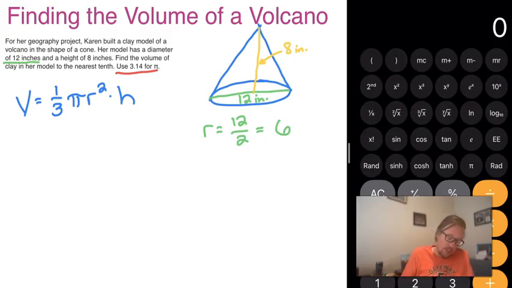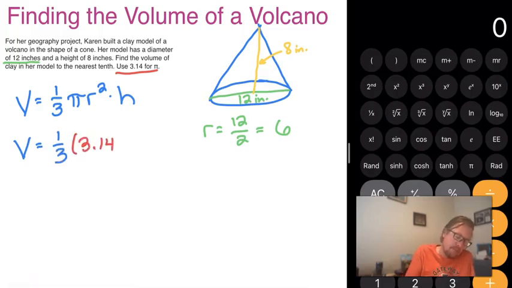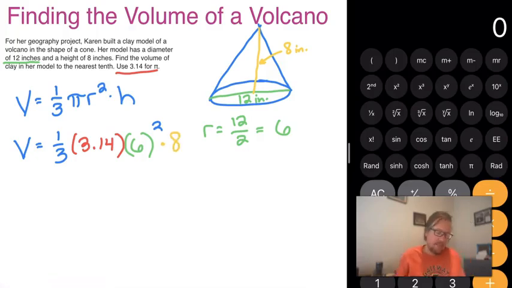So now we're just going to plug all these numbers in. Okay, so volume equals 1/3. We're going to use 3.14 for pi. Radius is going to be 6, so 6 squared, times our height, which is 8. Okay, now that this is done, really all we have to do is plug this stuff into the calculator.